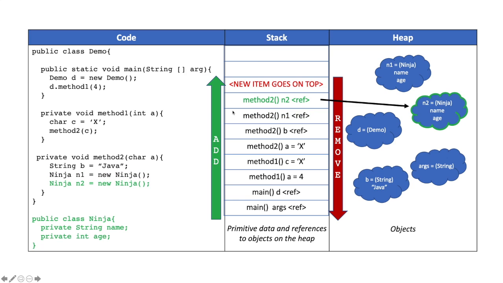Same thing when I make ninja2. I make a reference to it in the stack called n2, and I make an object in the heap. I use the same class that I did previously, called Ninja, with a string name and an int age, but now I have two objects of Ninja sitting in the heap.